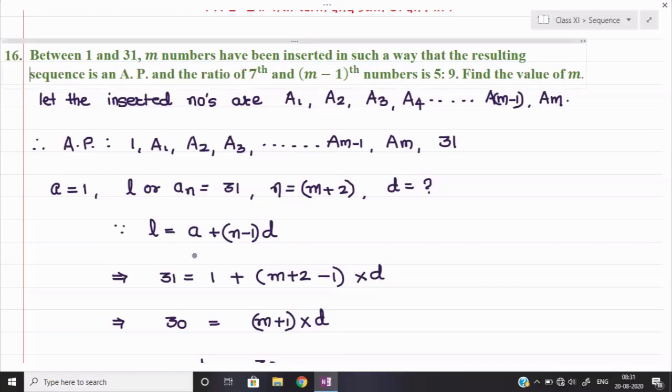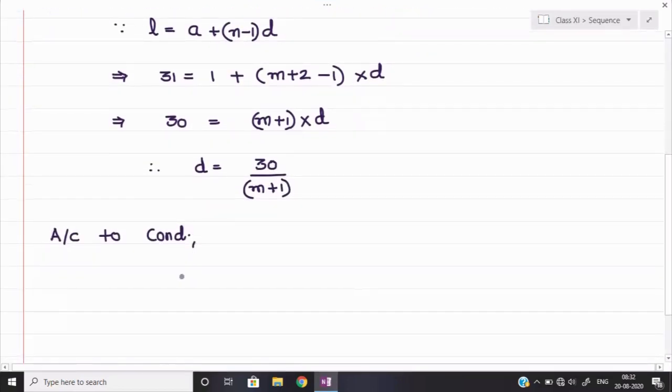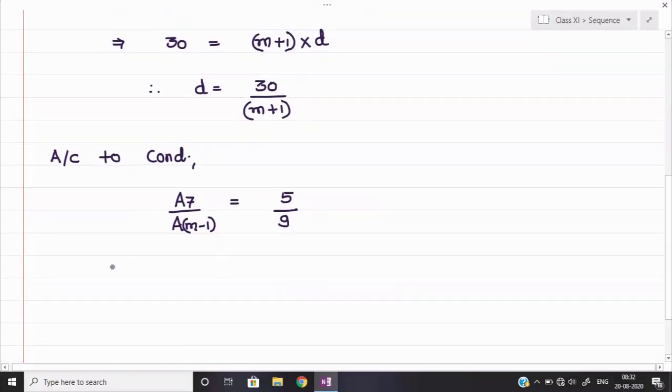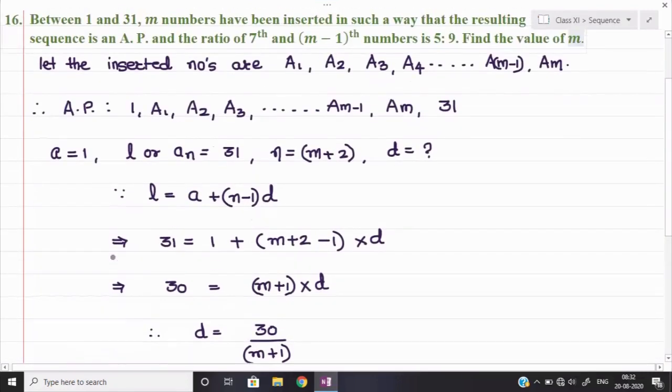Okay, so here we can say that a7 upon am minus 1 will be equal to 5:9, right? This is given to us. Now a7 is exactly which number in the sequence? Okay, look at the sequence first. If I start from 1, then definitely a7 will come at the 8th place.